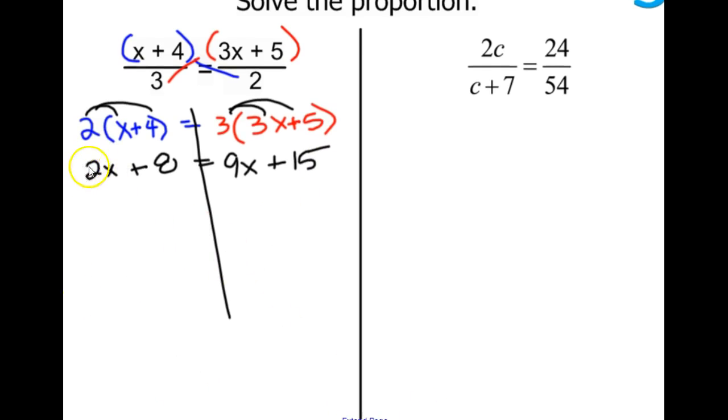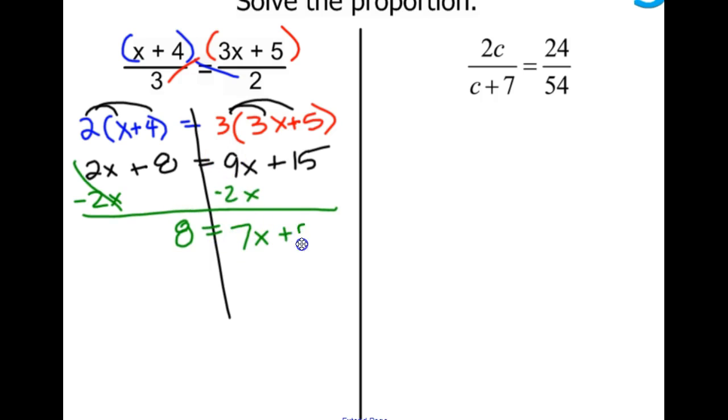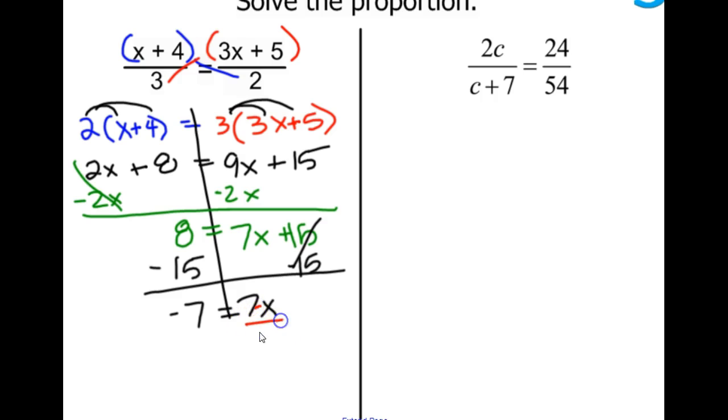I'm going to move the smaller x. Remember, get all your x's, your letters, your variables on the same side first. It's a positive, so I'm going to subtract 2x. We have 8 equals now 7x plus 15. And then two-step equation, get rid of addition or subtraction. I'm going to subtract 15. We have 7x equals, should be a -7. And last, to get x by itself, the opposite of multiply is divide. 7 over 7 is 1, but it's negative.